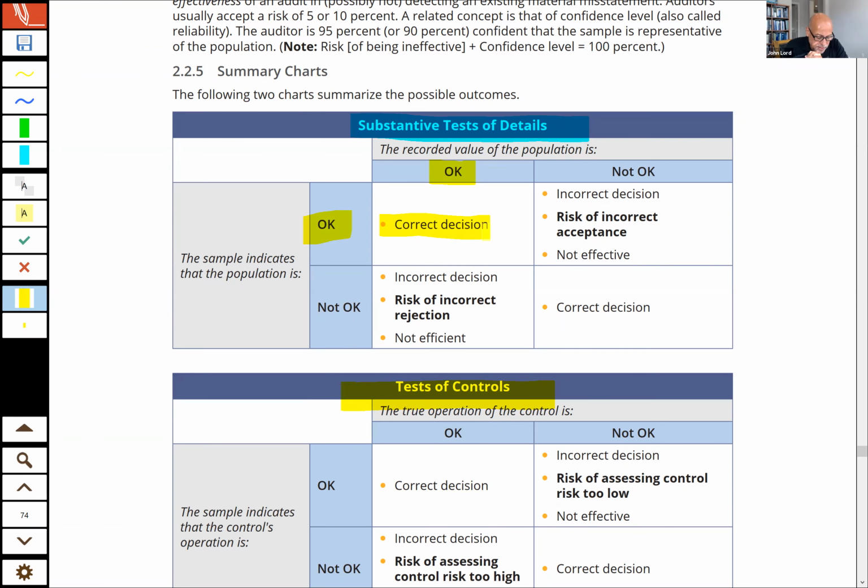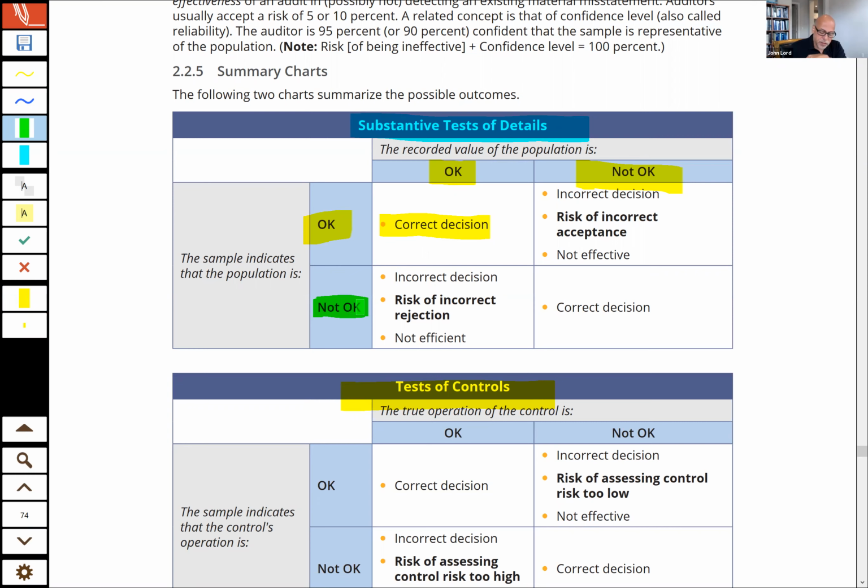If the sample indicates that the population is okay and it is not okay, then this is the risk of incorrect acceptance. Our audit is not going to be effective because, based on the sample, we thought there was not a material misstatement. Meanwhile, there actually was a material misstatement. We should have modified our opinion somehow. Instead, we gave the unmodified, unqualified opinion. We incorrectly accepted those financial statements, the risk of incorrect acceptance. Obviously, the audit is not effective. That's audit failure, right? You didn't modify your opinion appropriately.